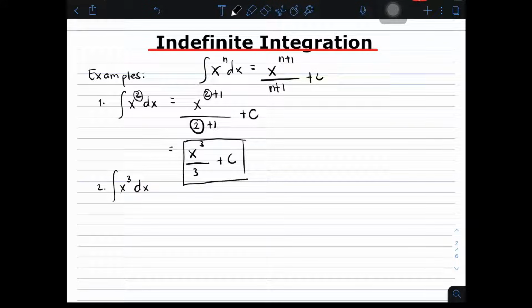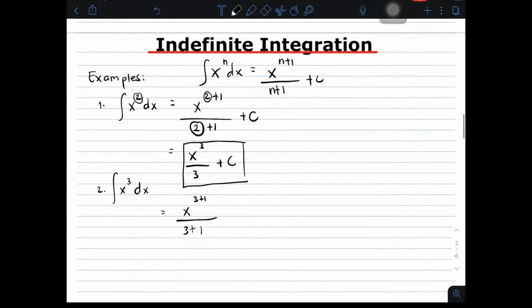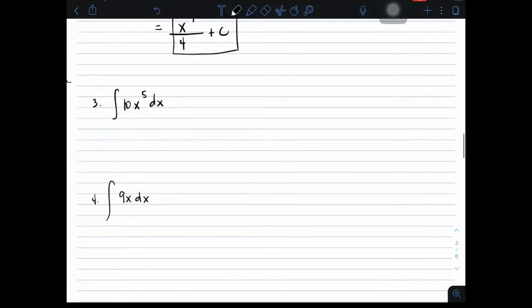Let's move on to example number 2. So we have here the integral of x cubed dx. So paano natin gagawin yan? So you have your x, and then yung inyong n, which is 3 plus 1 over 3 plus 1. Simplifying the exponent, plus c, that is equal to x to the 4th power over 4 plus c. This is the answer for item number 2. Ganun lang kadali. So let's move on to item number 3.